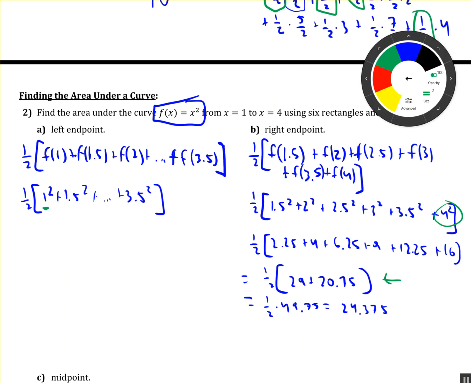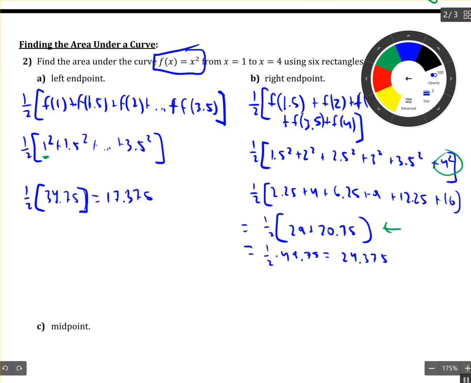So subtract 15 from 49.25, and I'm going to have 1/2 times 34.75, sorry, 75, not 25, which is equal to 17.375. Again, you could just plug it all in, and I think you'd see that you get the same answer. It's up to you.